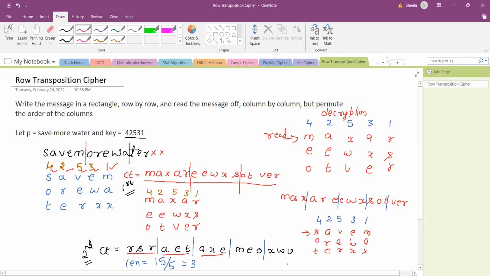Reading row-wise, we get the plain text SAVEMOREWATERXX. Now we can see that we have a meaningful message, and the two trailing X's are not part of the message, so we can discard them and recover the plain text. This is regarding encryption and decryption of the row transposition cipher.